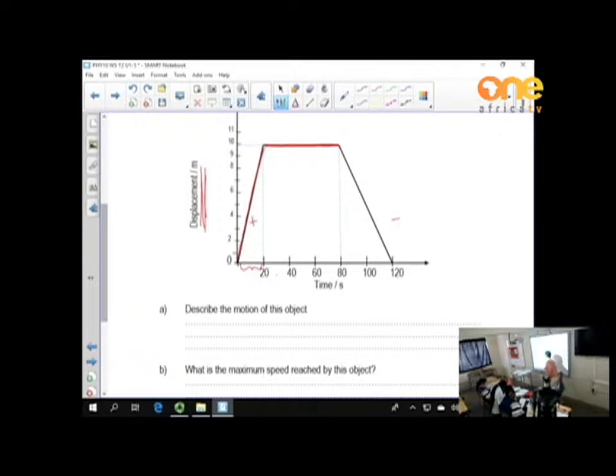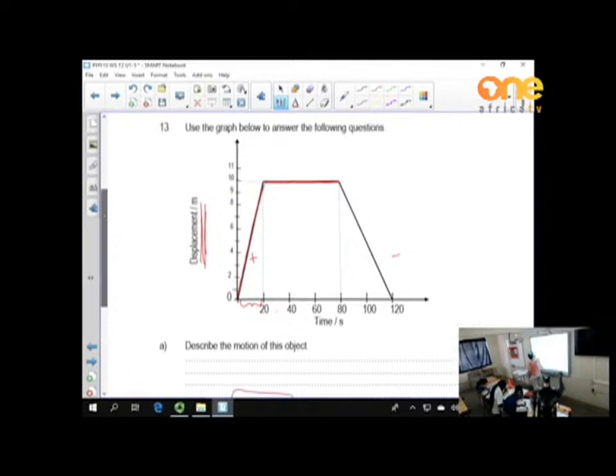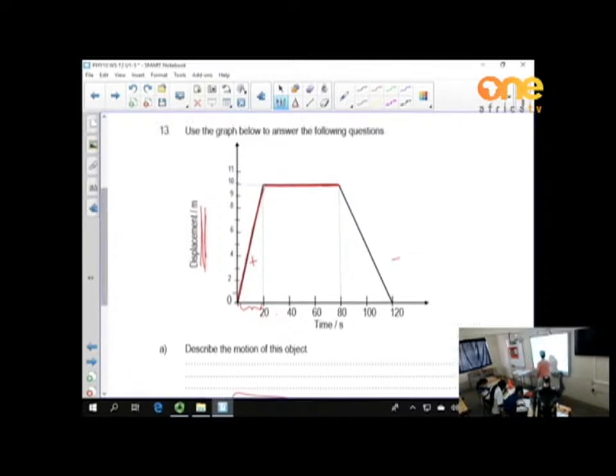What is the maximum speed reached? Get that from the graph. The maximum speed is going to be the steepest gradient. Do you agree with me? Which gradient is steeper? That one. Okay, so what is the maximum speed? We have to get the gradient, change in Y over change in X. So it's 10 over 20, so it's 0.5 meters per second.